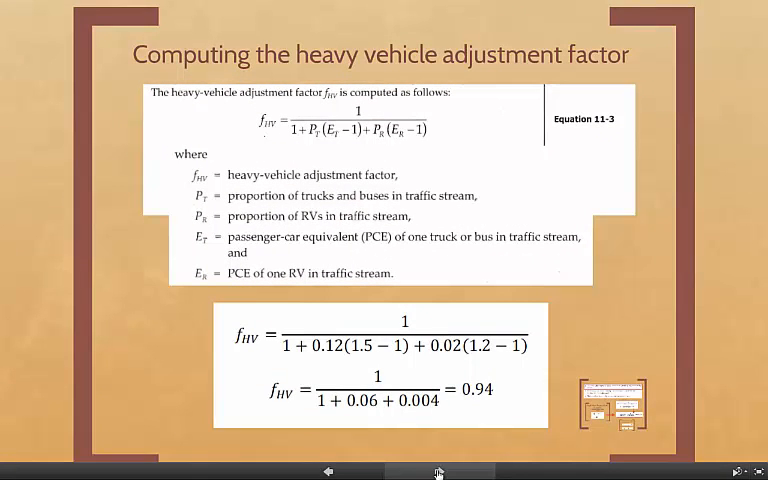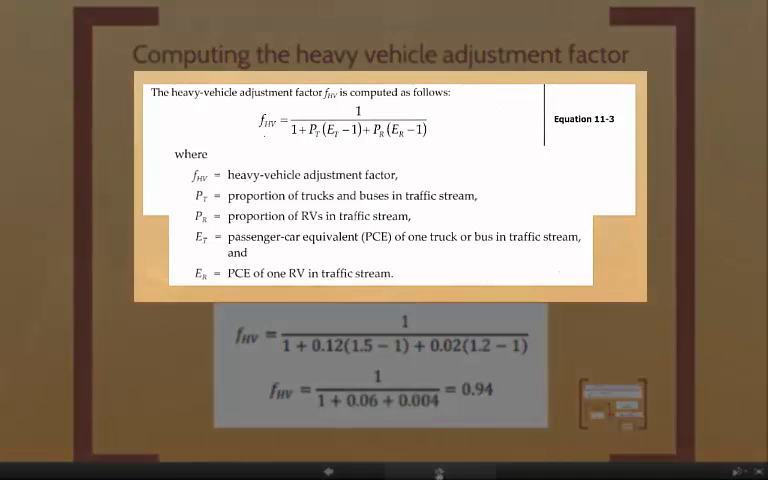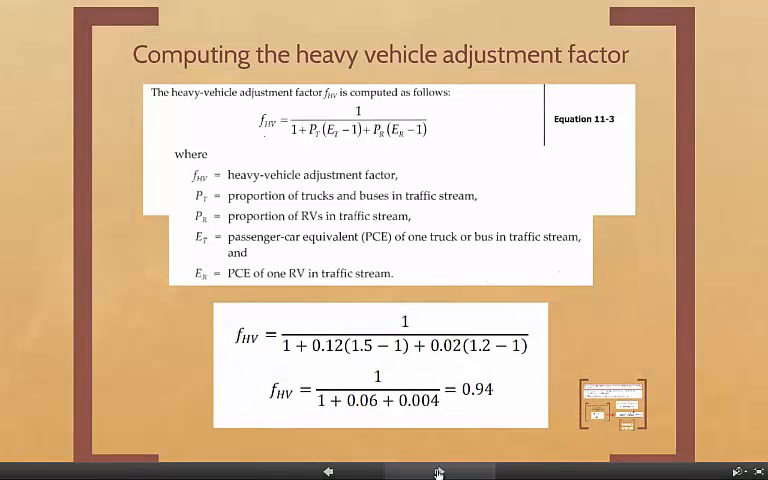Now let's compute the heavy vehicle adjustment factor as follows from the HCM equation 11-3 as a function of the proportion of trucks and buses, the proportion of RVs, the passenger car equivalent for one truck or bus, and the passenger car equivalent of one RV. With the proportions represented and the passenger car equivalent from the tabulated values, we would have the below expression, solving for F sub HV equal to 0.94.